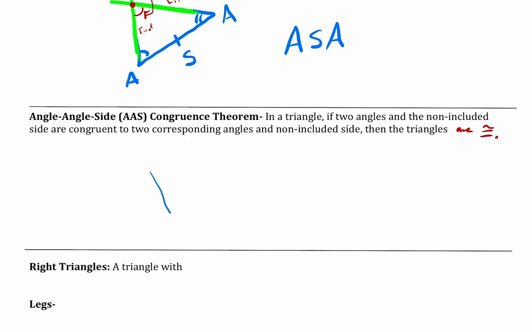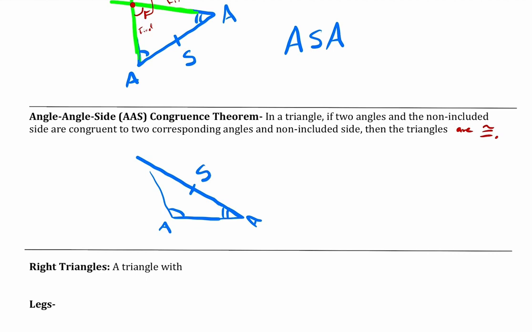Okay, so again, let's take a look at what this picture looks like. So we have an angle. So this angle right here. We have another angle. So there's the angle, angle. And then let's say we have another side here. So we have angle, angle, and then side. Okay, so let's chop that off here. Angle, angle, and then side.